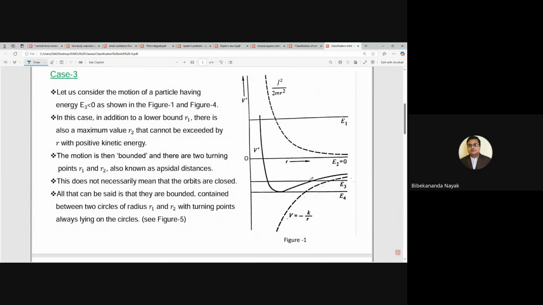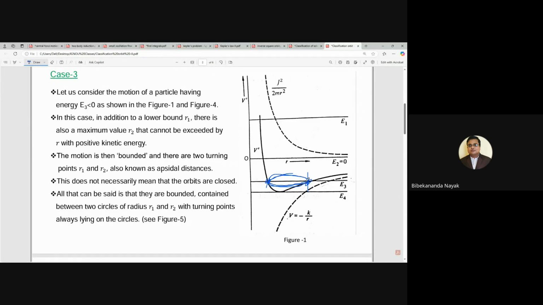For E3, actually there are two turning points. Turning point means suppose the particle is moving, here it changes directional motion, and again here it changes directional motion. So what is the motion? Elliptical motion, which is bounded motion between two points. Yes, this is the actual motion of the earth around the sun. Energy is negative, and it is particularly an elliptical motion. But any kind of bounded motion is possible.